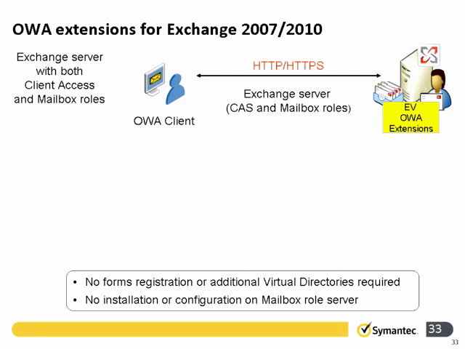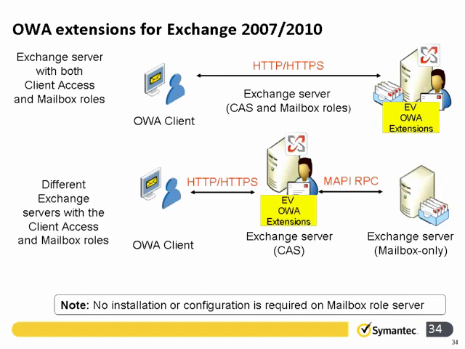In that particular case, you will install the Enterprise Vault Outlook Web Access extensions on that server. If you do have a separation between the client access role and the mailbox role on two separate physical servers, then you install the Enterprise Vault Outlook Web Access extensions on the client access server.